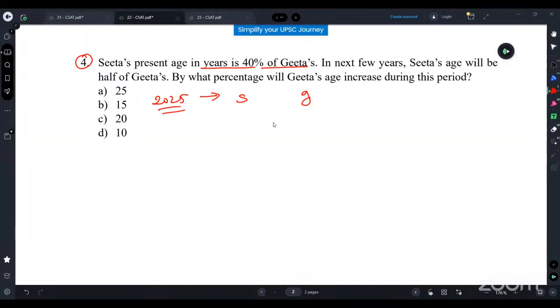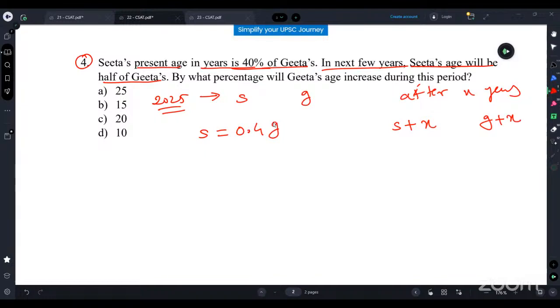So what they are giving us is the relation between ages. Sita's present age in years is 40% that of Gita's. So Sita is basically 40%, that is 0.4 times Gita, in the year 2025. Now in the next few years, Sita's age will be half of Gita's age. Let's say after X years, we don't know that value. After X years, Sita's age will be S plus X, and Gita's age will be G plus X.